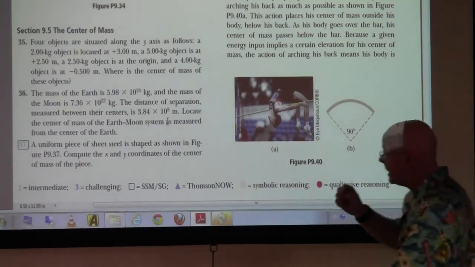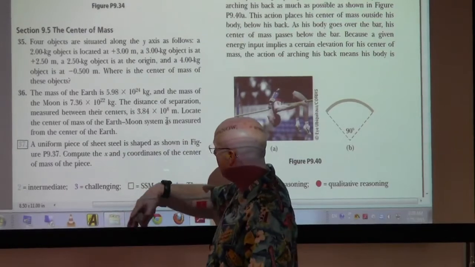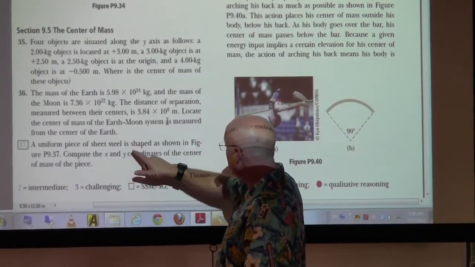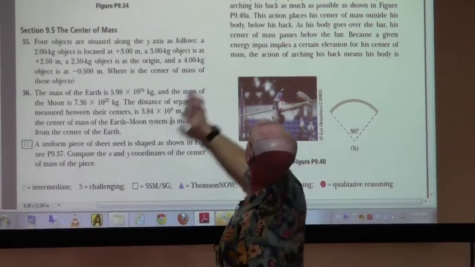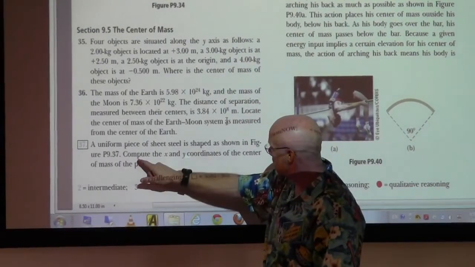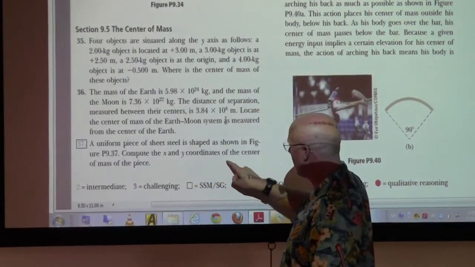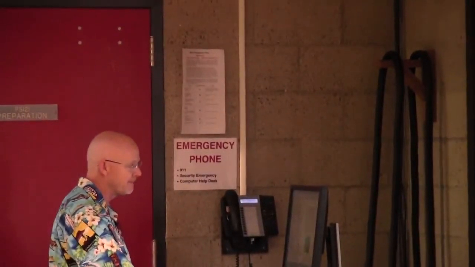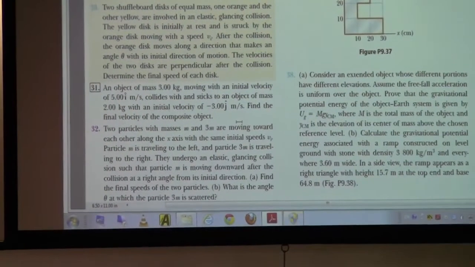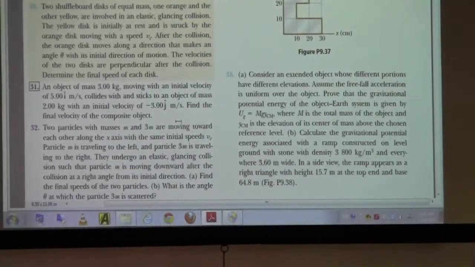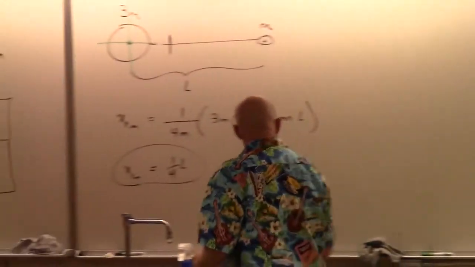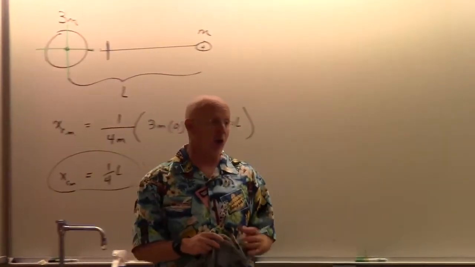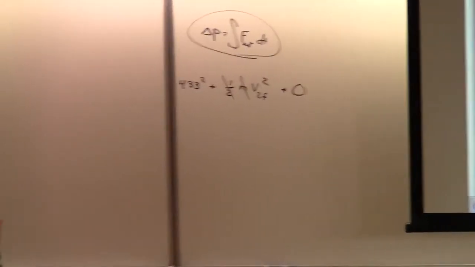Here's what it says. It says a uniform piece of sheet steel is in the shape as shown in the figure. And the figure is on the top there, and I'll scroll over there. It says compute the x and y coordinate of the center of mass of this piece. So here's this metal piece. And like I said, I would like to know where its center of mass is. Because when I add this to something, then I want to know the total center of mass of the whole system. Or maybe I just want that piece by itself. I don't know why, but maybe I want to throw that piece across the room.